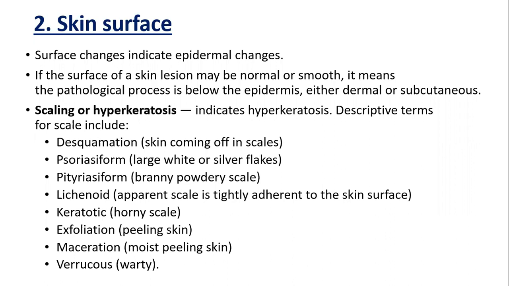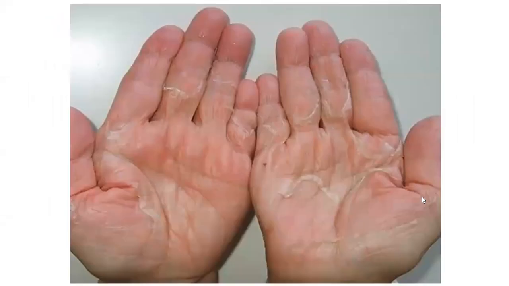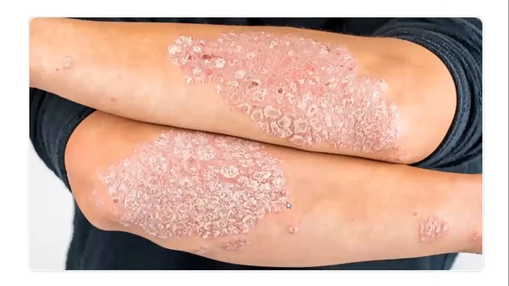Exfoliation is peeling of the skin. Maceration is moist peeling of the skin. And verrucous lesions are warty lesions. So you can see in this picture, there is desquamation or exfoliation of the skin. Keratolysis exfoliativa, a benign condition, usually seen with change of seasons.